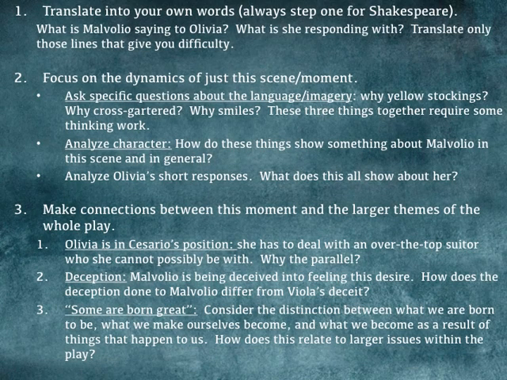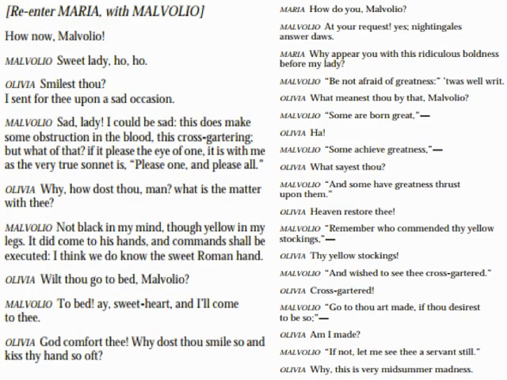Now, once you've done that, now you can really work. So the first thing again, translate this scene into your own words. What is Malvolio saying to Olivia? What is she responding with? Translate only those lines that give you difficulty. Do you think you're going to have to translate "some are born great, some achieve greatness, some have greatness thrust upon them"? No, that's pretty self-explanatory.